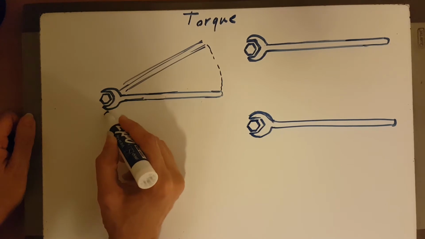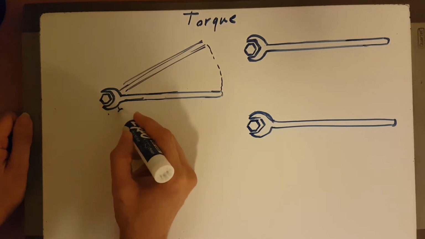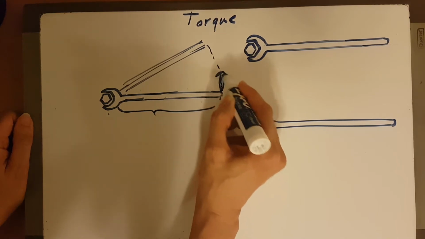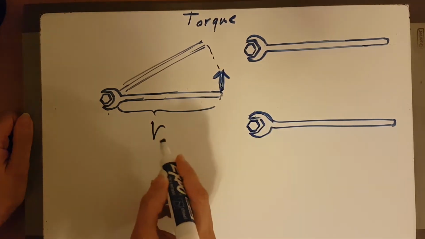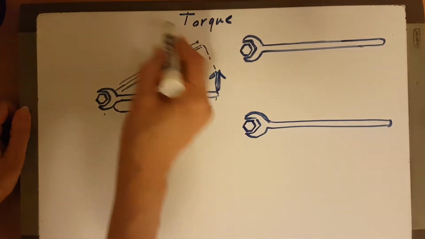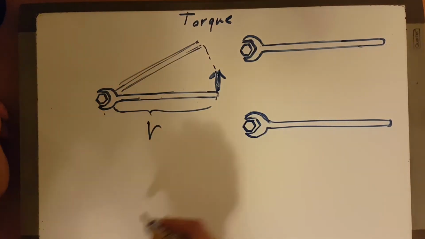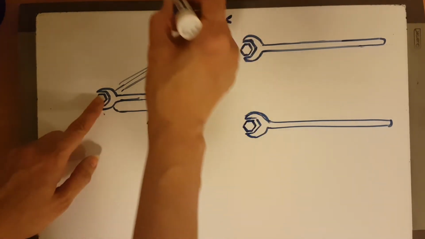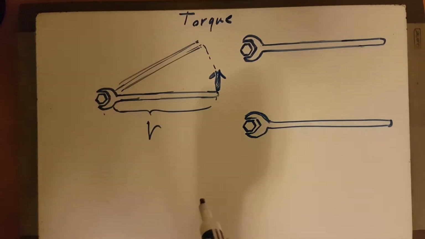Therefore, from the wrench to the part where the force is applied is usually called R, which represents a radius, because it actually goes like a circle, right? It's a part of a circle, this rotation, and this would be the center of that circle that goes like this.